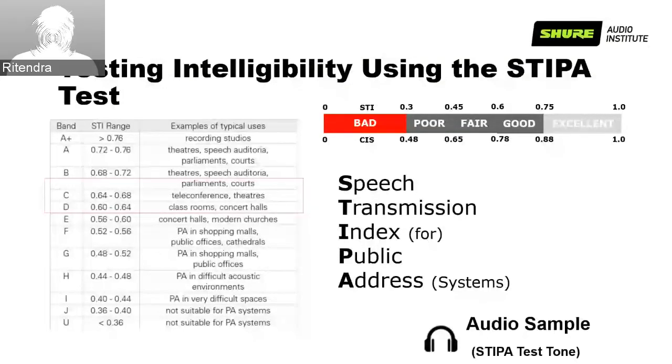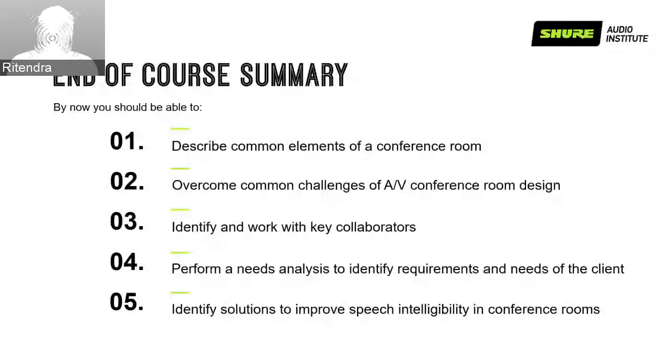That's all about it. We are done with all our modules. So in this course, by now you should be able to describe common elements of a conference room, overcome common challenges of AV conference room design, identify and work with key collaborators, perform a needs analysis to identify requirements and needs of the client, and identify solutions to improve speech intelligibility in a conference room. That's all about it.